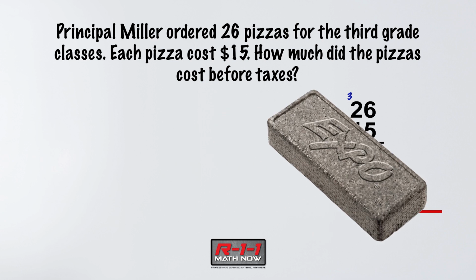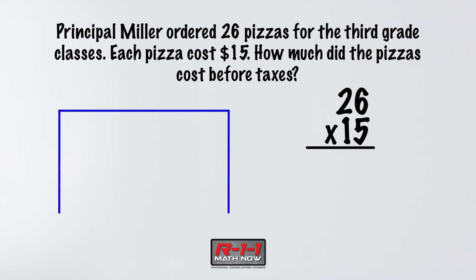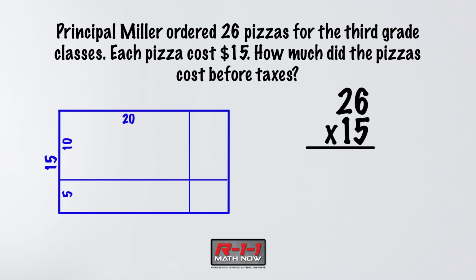Another way to do this problem is to use what's called a generic rectangle. So I'm going to just make a rectangle and label the sides. Say that this is approximately 10 and then 5 more for a total of 15. I'm going to do this side, that's approximately 20, and 6 more to make my 26.